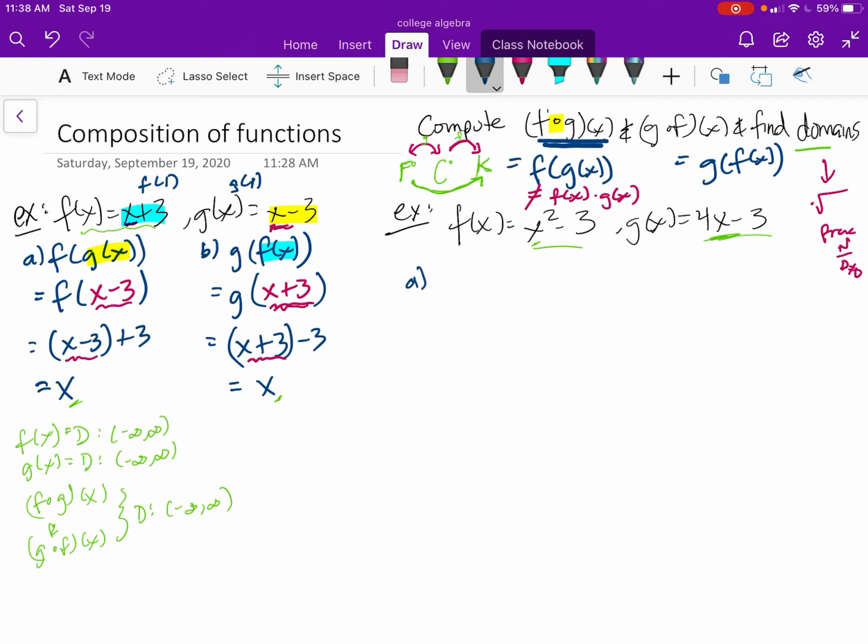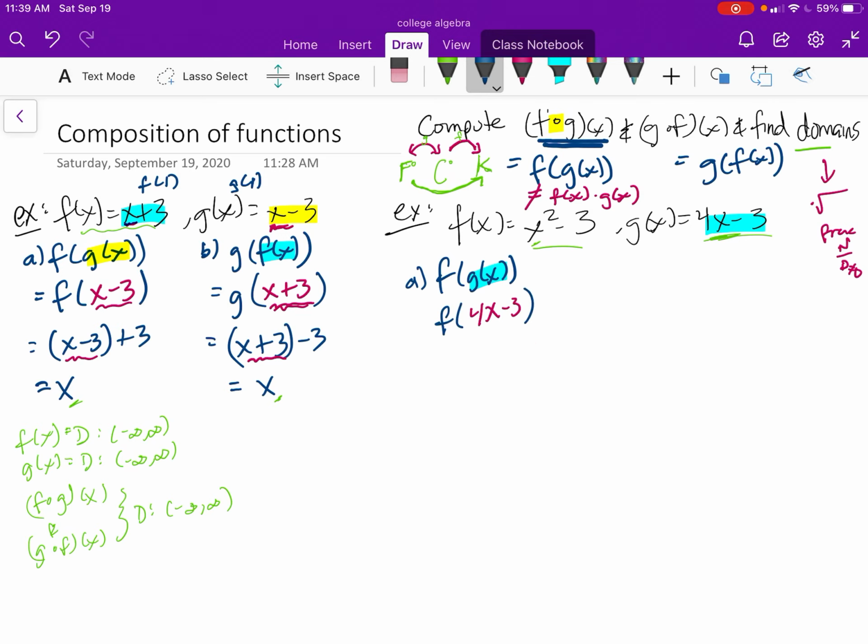Again, I'm going to rewrite this f of g of x because it helps me go directly into what do I need to do, right? Anytime you have something to substitute, do it. I know what g of x is. I'm going to plug that right in. So g of x is 4x minus 3. So I need to substitute that into the f function.